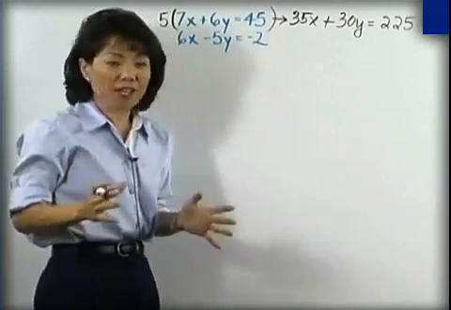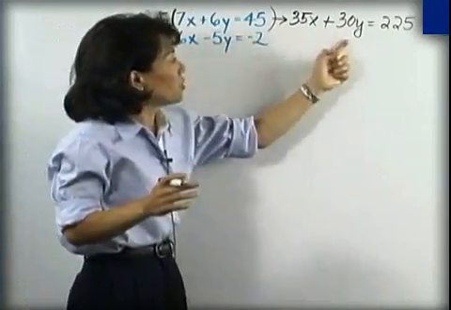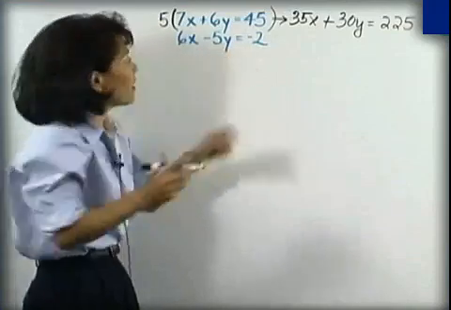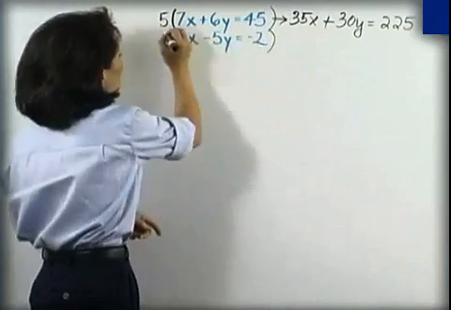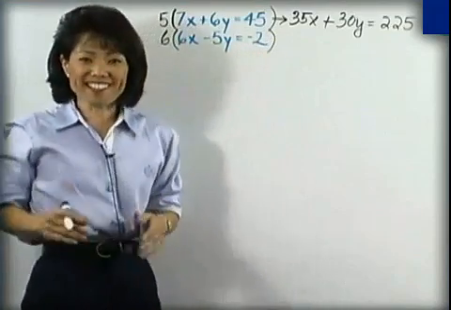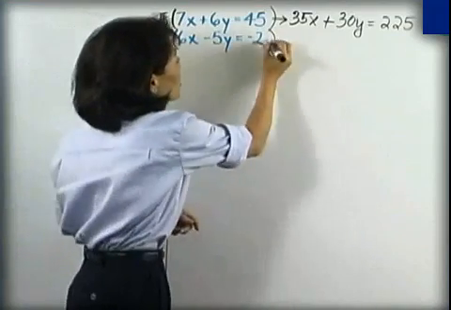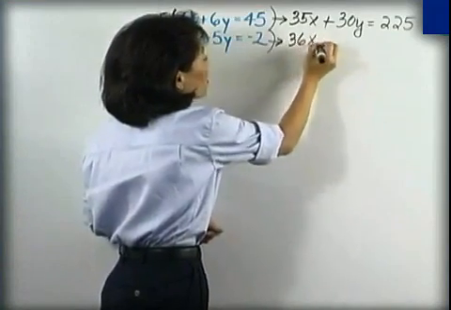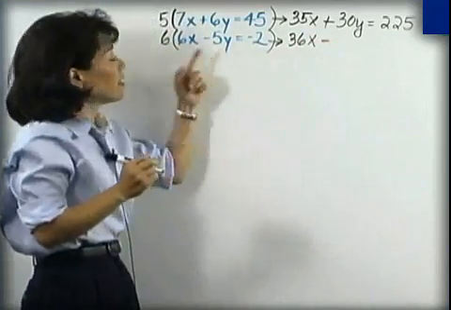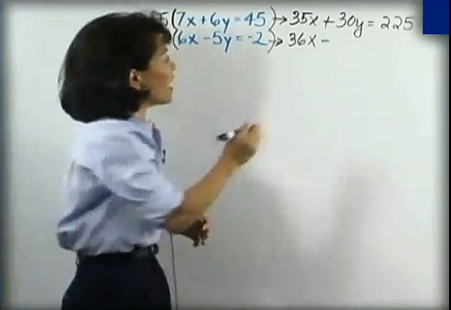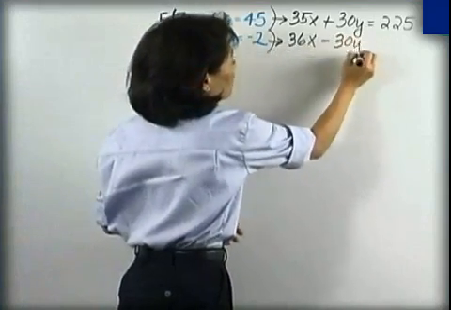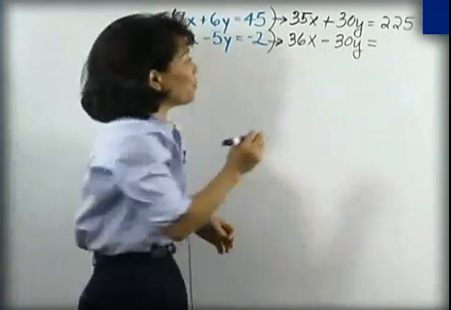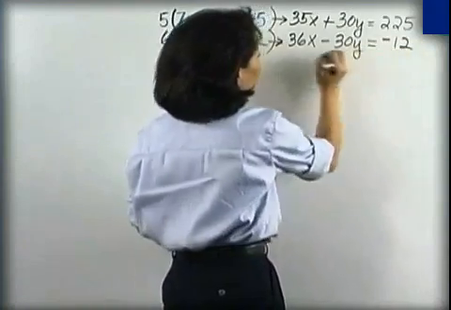Now, my second equation. My goal again is to eliminate those y's. I want to make this a negative 30y. So I can do that by multiplying the second equation by 6. Multiplying the second equation by 6 gives me 6 times 6, 36x, minus, there it is, 6 times negative 5 gives me my negative 30y, and that's all equal to 6 times negative 2, which gives me negative 12.